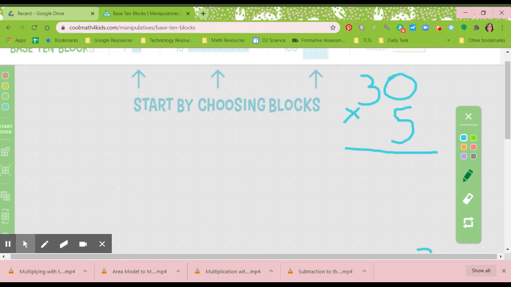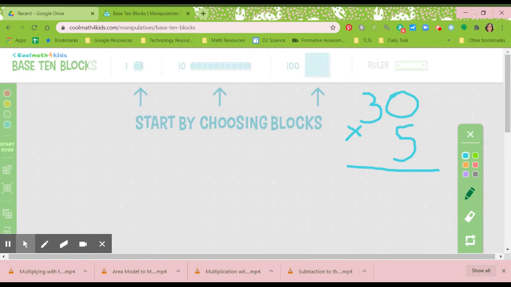So when I'm working with multiples of 10, it means that my problem is getting larger by multiplying 10. It's getting larger by 10. So what this is saying, 30 groups of 5, or I could say 5 groups of 30, because remember multiplication is the commutative property. So I want to start pulling down my base 10 blocks.